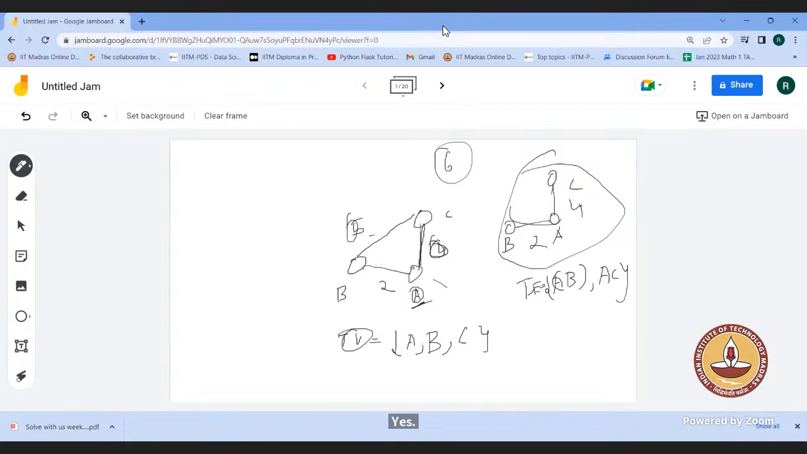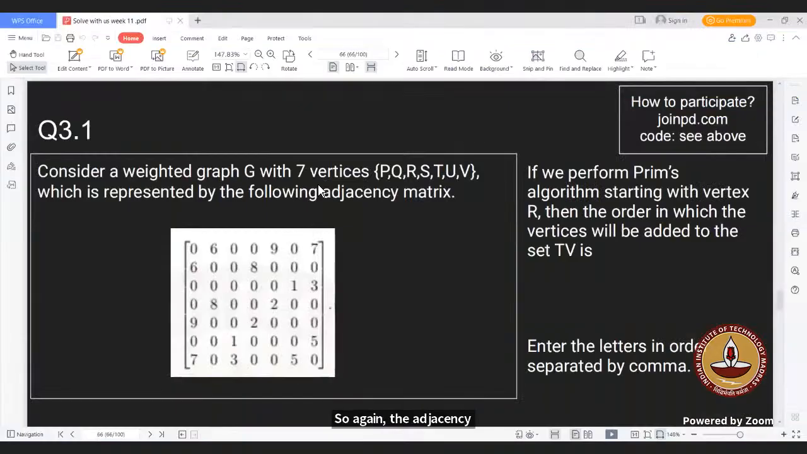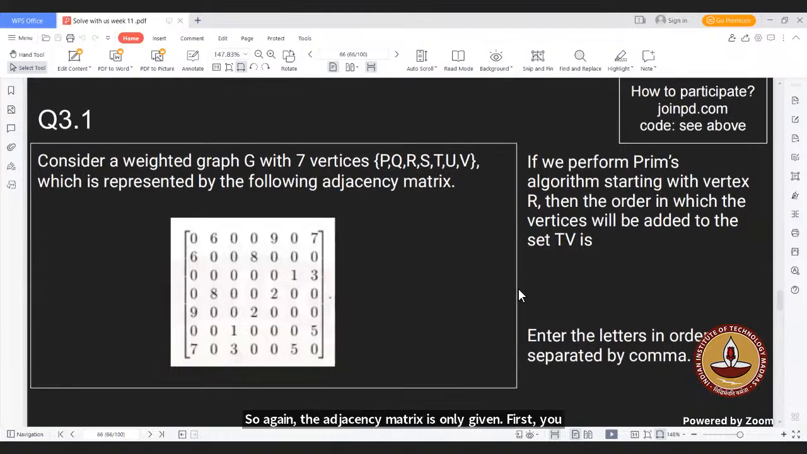I'll just share the question now. So again, the adjacency matrix is only given. First, you have to draw the graph for this, and you have to give me what is the TV. So here in that case, it was A, B, and C, right? Similarly, you have to give me what is the order, P, Q, R, S, T, or which is the order that you're getting.